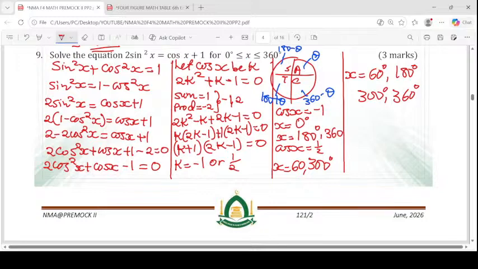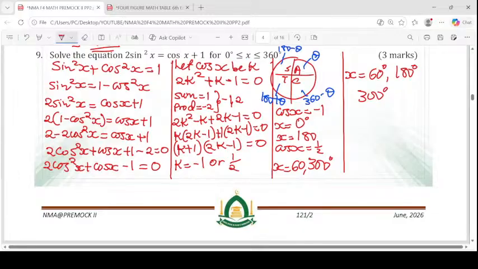I've included this 360 because I realized that it satisfies that given condition. But no, wait, let me see. Where X is negative, cos is negative in the second and third quadrants. So 360 is not inclusive, ladies and gentlemen. Apologies for that. So here we'll only be having three values: 60, 180, and 300.